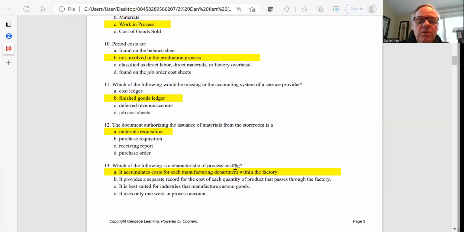Which of the following is characteristic of process costing? B, C, and D are all typical of job order costing. The only one that is process costing there would be A.